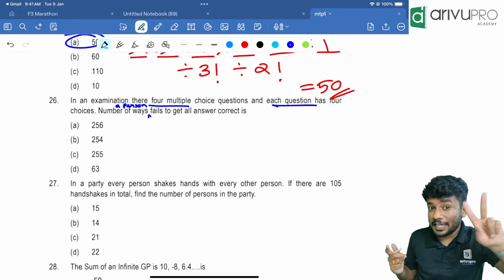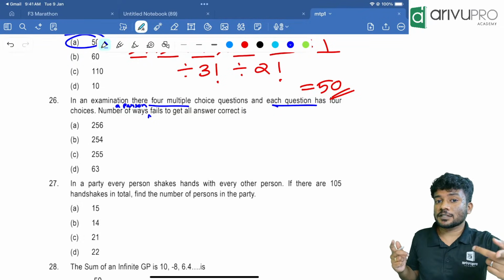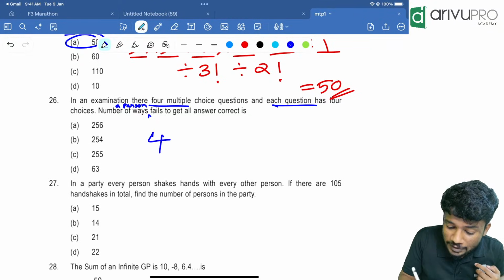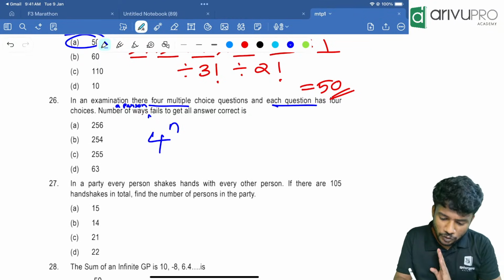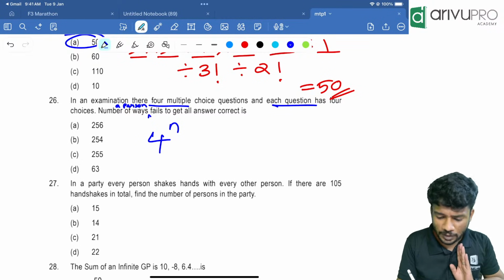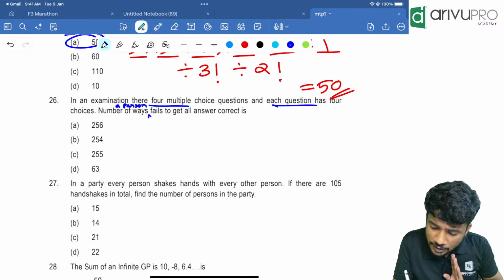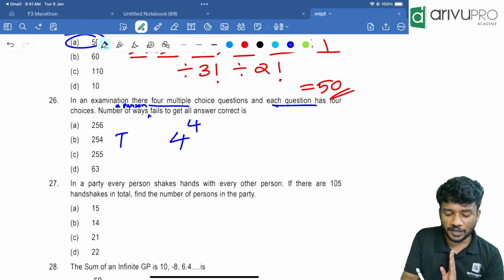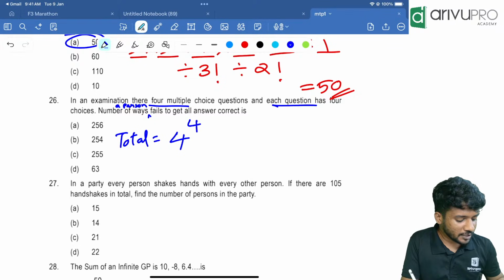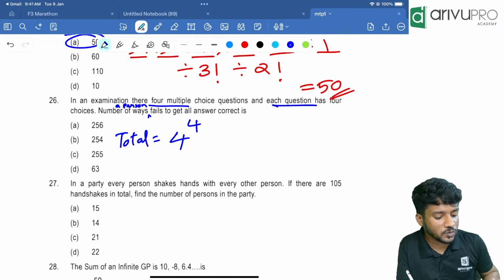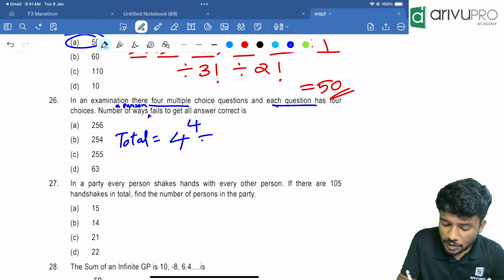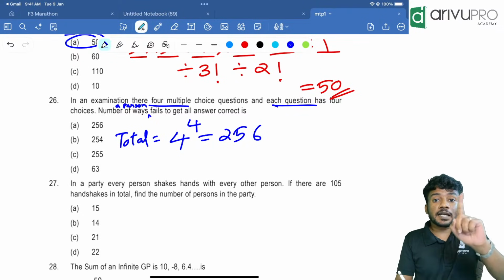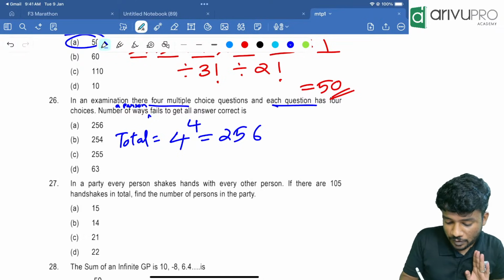How many ways? If 2 options are there, how many ways can you answer? 2 raised to n. If 4 options are there, how many ways can you answer? 4 raised to n. So the total way of answering is 4 raised to n. How many questions are there? Here 4 questions. That means 4 raised to 4 is the total way of answering. 4 into 4 into 4 into 4, that is 256.